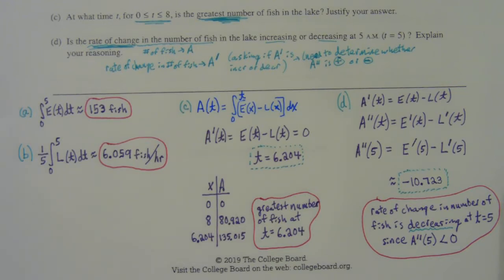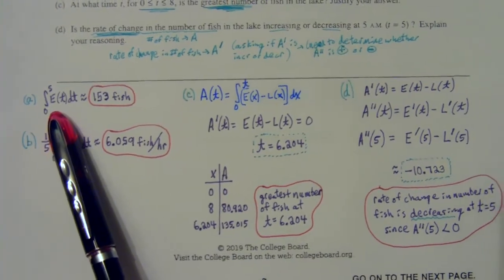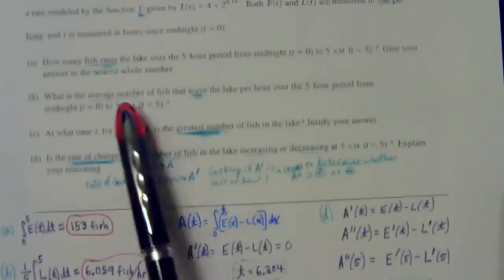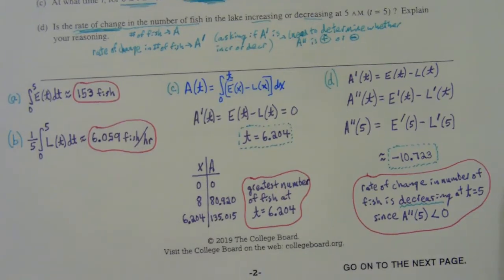So on letter A, it says how many fish enter in that 5 hour time span from 0 to 5 a.m., midnight to 5 a.m. Just the entering amount is just your E function. So integrate your E of t in between 0 and 5. And this one specifies nearest whole number. So do that and you get about 153 fish right there.